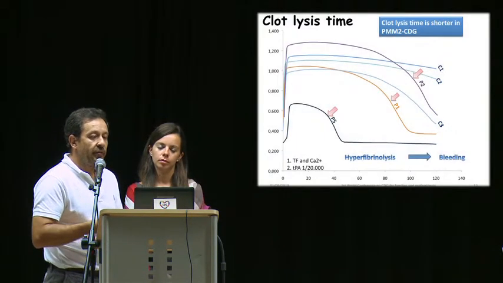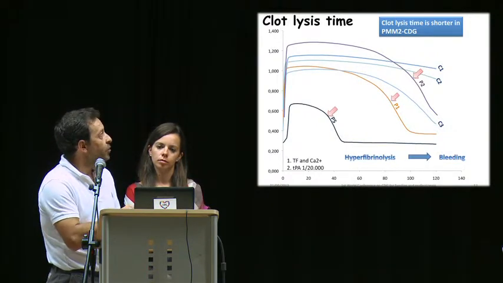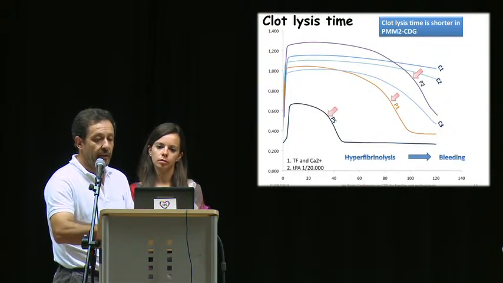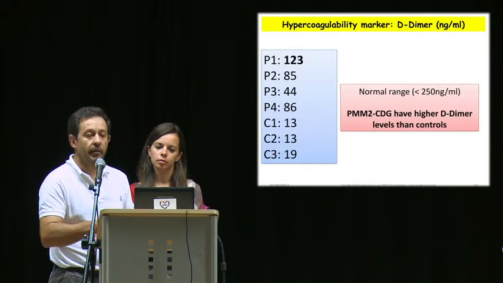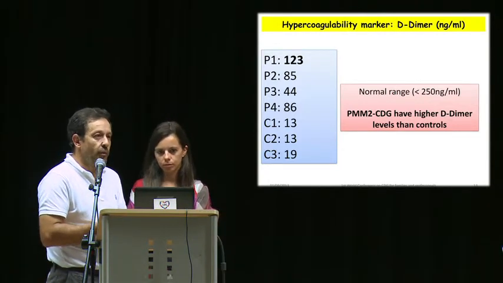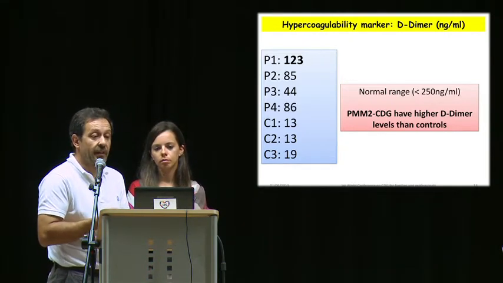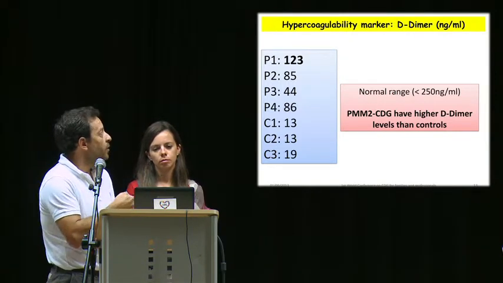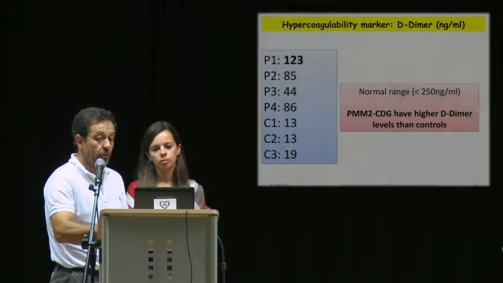Finally, she has also evaluated the clot lysis time, and as you can see here, the clot lysis time is shorter in patients with congenital disorders of glycosylation, and again, the final result is a higher risk of bleeding. However, on the other hand, we have also evaluated the main marker of a hypercoagulable state, the D-dimer levels. And although levels are not extremely high, we consistently observe higher levels of D-dimers in patients than in controls.